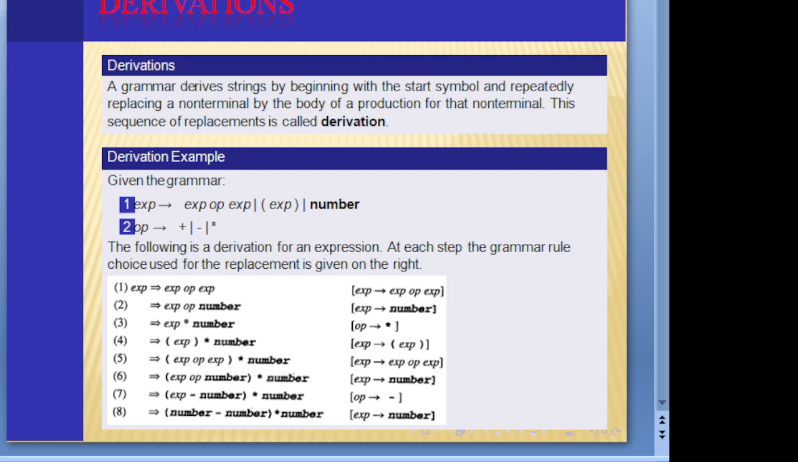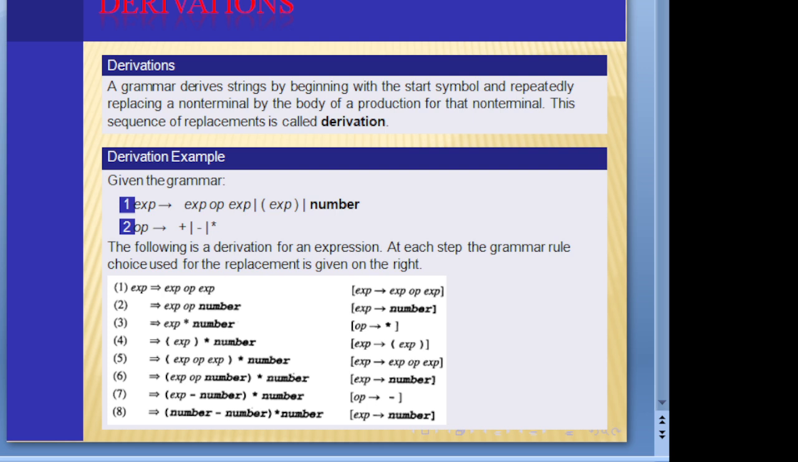Now, derivations. A grammar derives a string by beginning with the start symbol and repeatedly replacing a non-terminal by the body of a production for that non-terminal. This sequence of replacements is called a derivation.